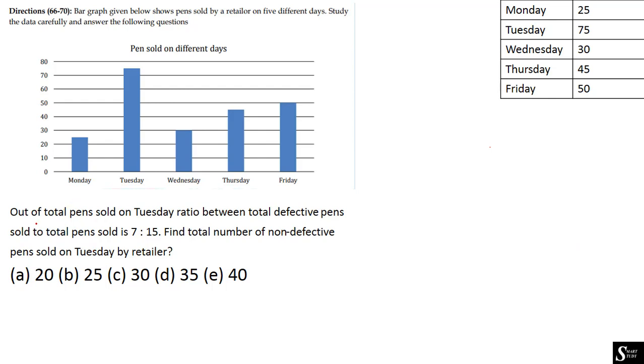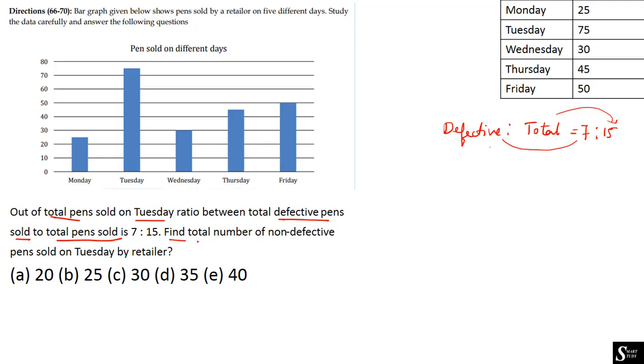The next question here is, out of the total pens sold on Tuesday, ratio between defective pens sold to the total pens sold. So see here friends, defective pens sold to the total pens sold is 7:15. So defective pens is to total pens sold is equal to 7:15. It means total would be 15, defective would be 7.